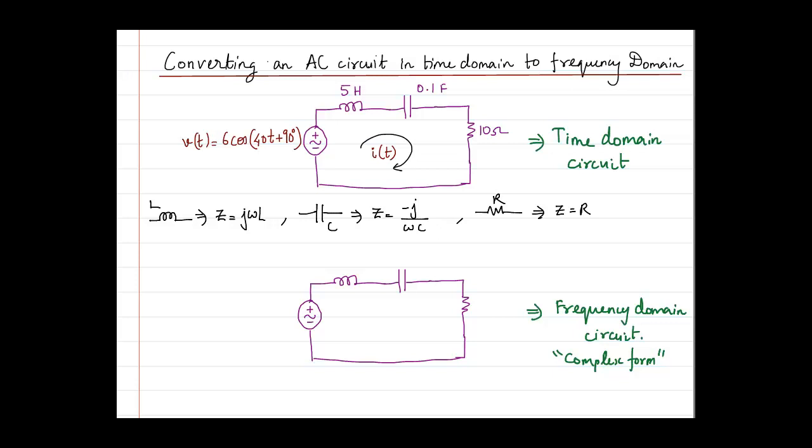What I want you to note here is that this is a positive imaginary value. This is a negative imaginary value, whereas this is a real value. You remember in complex numbers we used to write x plus jy, where the x part is the real portion and the y part is the imaginary portion. So just like that, here we have only imaginary but positive. Here we have only imaginary but negative. Here we have only real value.